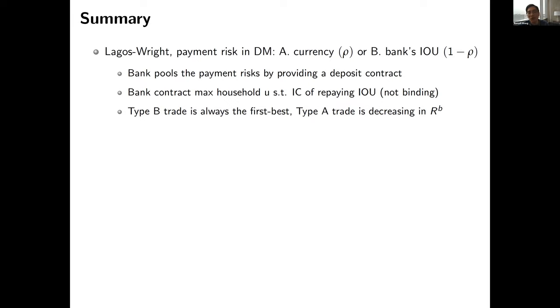So this means that for the type B meeting, which I call the bank IOU meeting, it's always the first bank. So it's very simple. It simplifies a lot of the algebra. It's a very clean result.